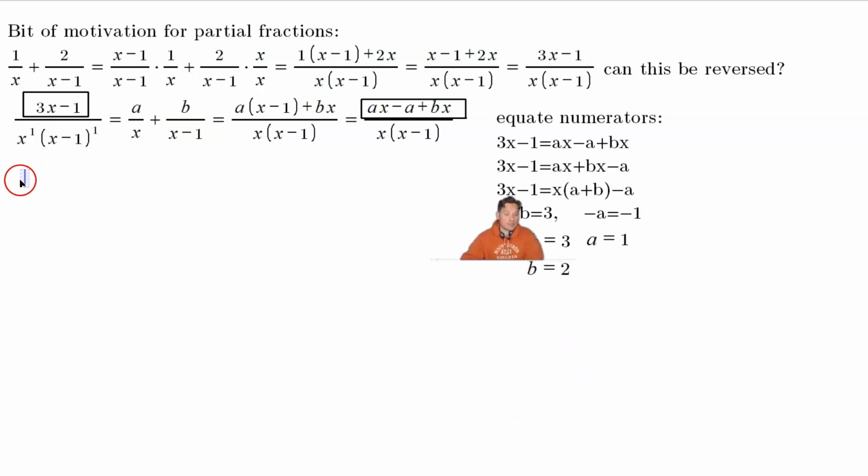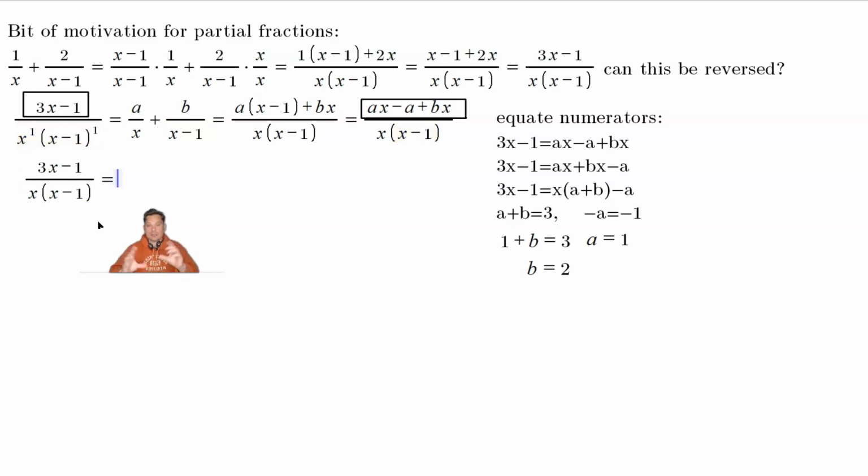So over here now, what I can claim is the following: that this expression, 3x minus 1 over x times x minus 1, can be decomposed into two separate fractions that look like the following: 1 over x plus 2 divided by x minus 1. So this is hopefully giving you some insight into the motivation for partial fraction decomposition. In other words, think how to reverse adding or subtracting rational expressions. That's a fundamental concept.